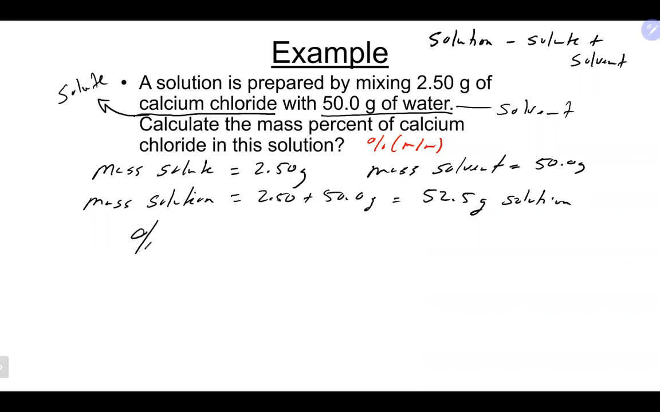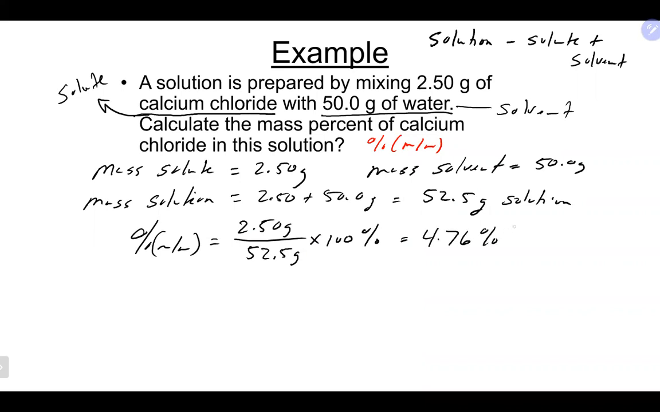So to calculate our percent mass to mass, we're just going to put our numbers in. 2.5 grams divided by our 52.5 grams, which once again is the actual solution, not just the solvent here. And that's going to get us 4.76%. And sometimes you just write M/M, and maybe calcium chloride would be the right choice there. Calcium chloride.